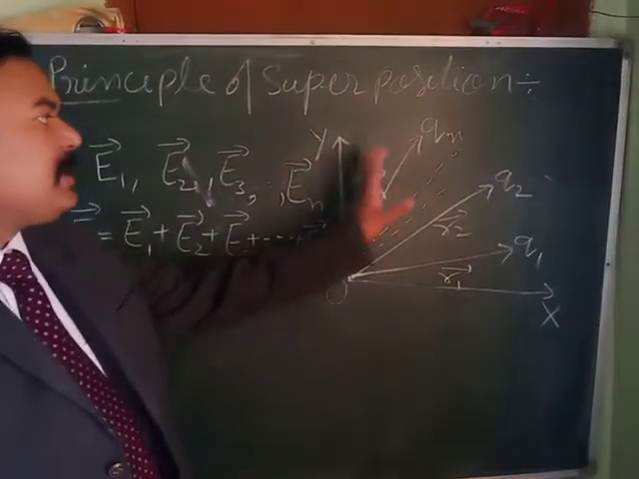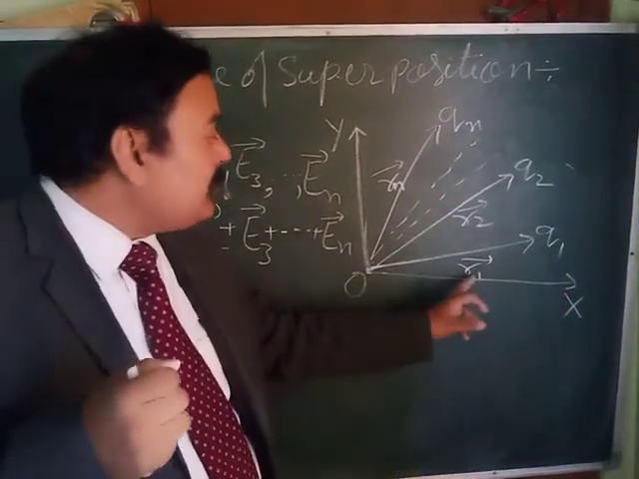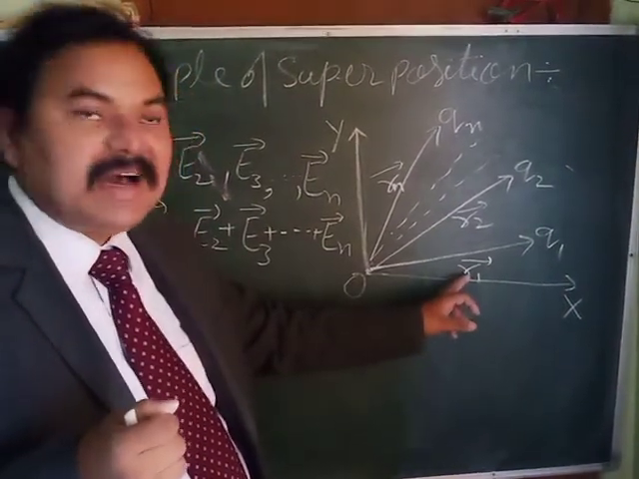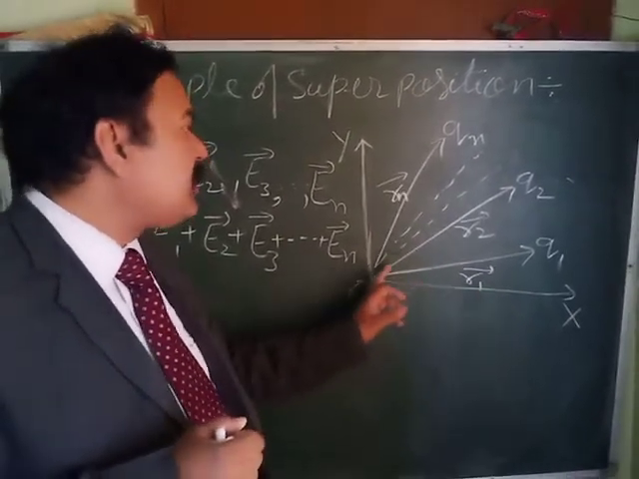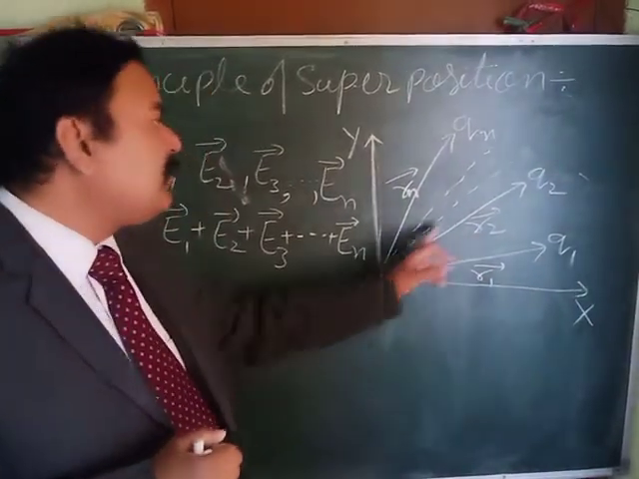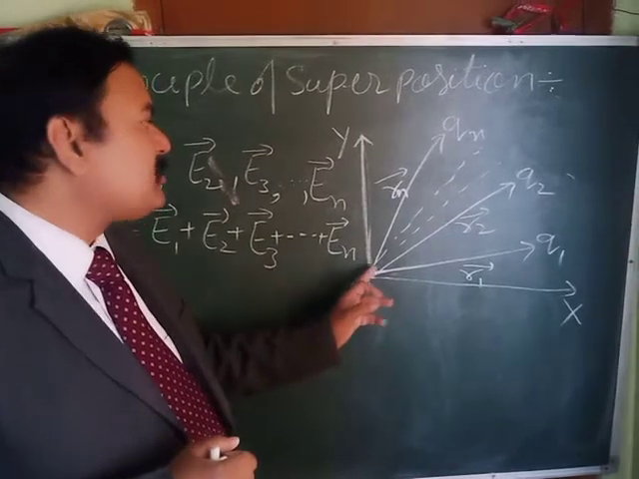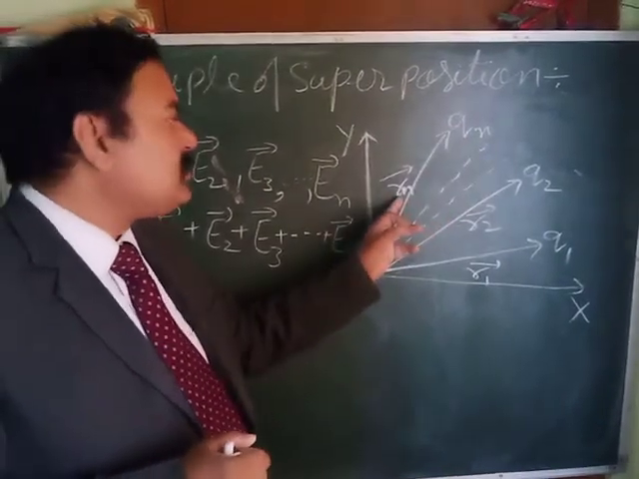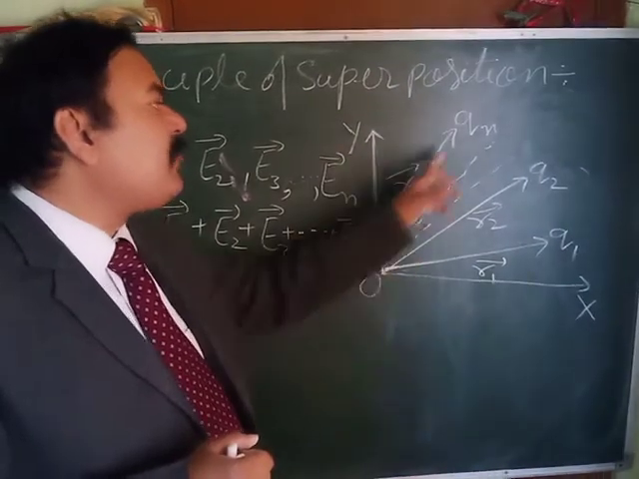In case of multiple charges, suppose there is a charge Q1 which is placed at distance R1 from the origin, that means its position vector is R1. Another charge is there, Q2, whose position vector is R2, and there are lots of charges Q3, Q4, Q5 and so on, and at last you have Qn, whose position vector is Rn, or you can say which is at distance Rn from the origin.